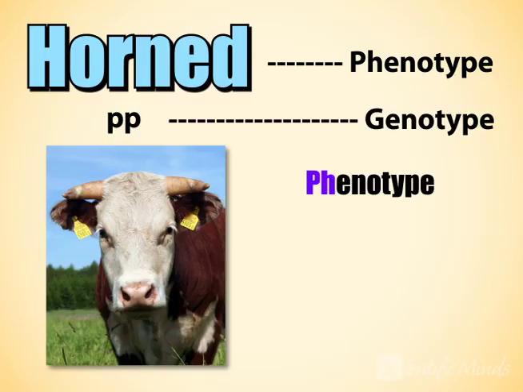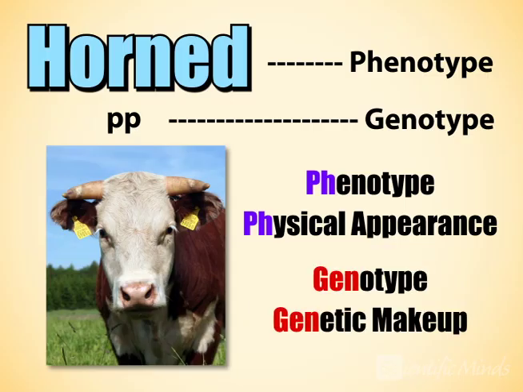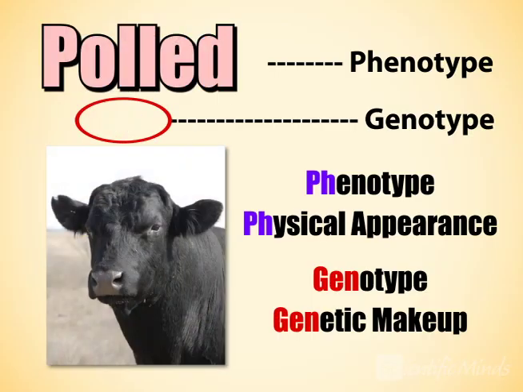The phenotype of an organism is the physical appearance, or what you see. The genotype is the actual genetic makeup. You can't always determine an animal's genotype from its phenotype. If an organism has a recessive phenotype, we can determine its genotype. But if the phenotype is dominant, we can't always be certain.